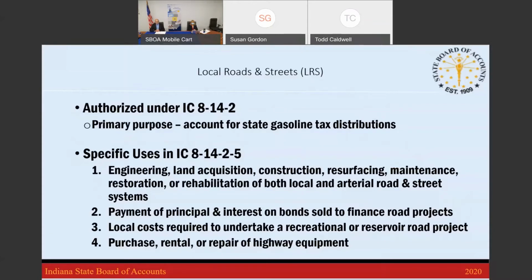Now we'll move to local road and streets. The Local Road and Street Fund, created under 8-14-2, is used to account for the state gasoline and special use tax distributions. It can be used for the items in 8-14-2-5. Basically, building roads, paying principal and interest for road debts, the local cost for a recreational or reservoir road project, if you happen to have one of those in your community, and it can be used for equipment that's related to highway.